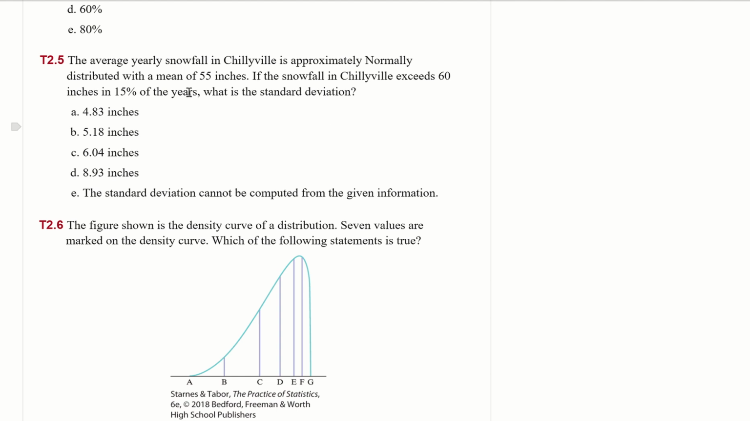Okay, so we basically have a distribution where the mean is 55. We don't know what the standard deviation is, right? So we don't know what the spread is, but we do know that the snowfall exceeds 60 inches in 15% of the years. Okay, so that means let's say 60 is here, right? Let's say that's 60 inches. Exceeds meaning that it's greater than 60. And they're saying that this is 15% or 0.15.